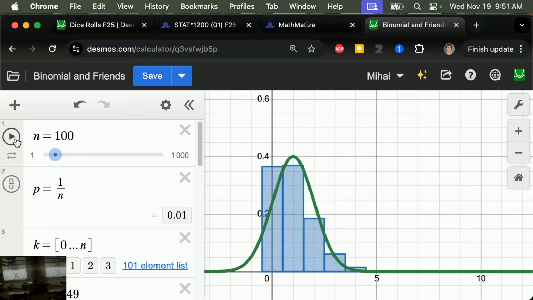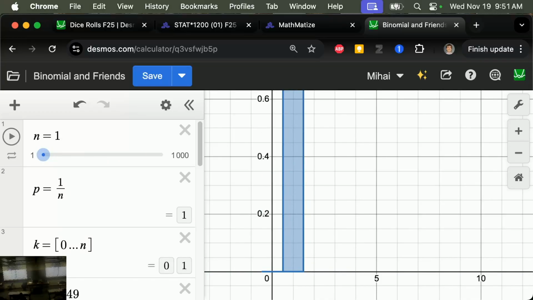Let's hit play. 3, 2, 1. Is it not working? What's going on? Wait. Something happens right at the end. So look, when n equals 1, that's a one-sided dice. Hey, if you roll a one-sided dice, you're going to get the top value one time.